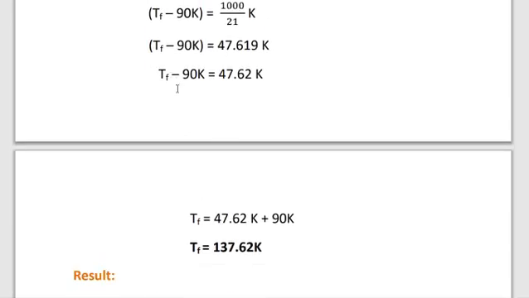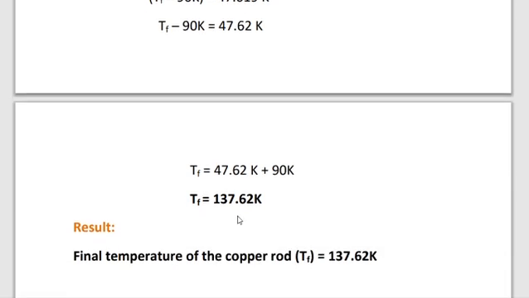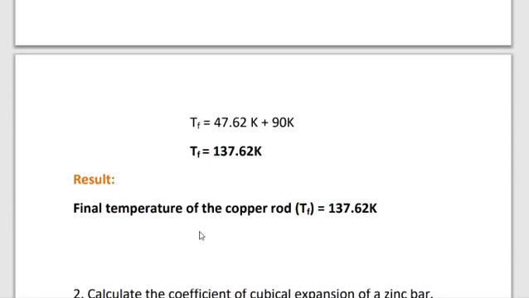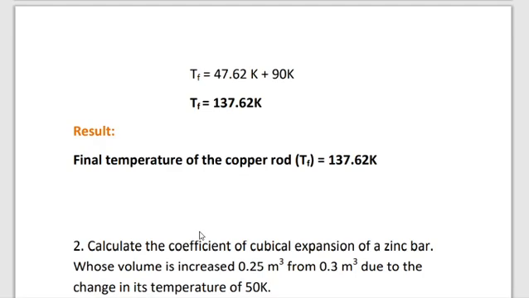We need TF only, so minus 90 Kelvin goes to the right side, and its sign changes to plus. So 47.62 Kelvin plus 90 Kelvin. TF, the final temperature, is equal to 47.62 plus 90, which means 137.62 Kelvin. So the result: the final temperature of the copper rod, TF, is equal to 137.62 Kelvin.